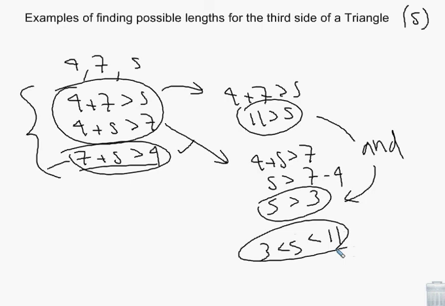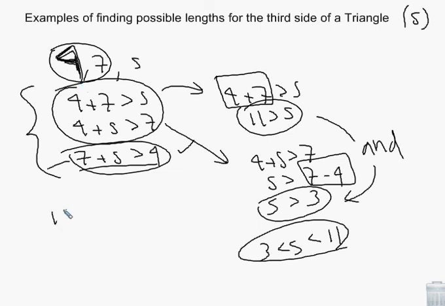Now you'll notice what we've done here. We took the two sides we knew, added them together, and subtracted them. You can pretty much always do that. You're always given two sides, right? In this case it was 4 and 7, we take those two and add them together. So if you're given like 18 and 9, right? S would have to be bigger than 18 minus 9, which is 9, and less than 18 plus 9, which is 27, right?